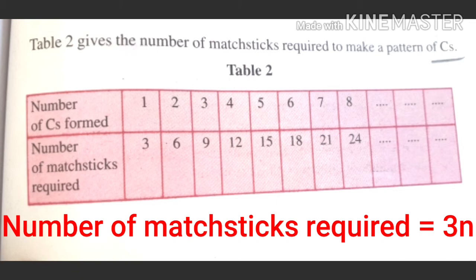So think of other alphabets that can be made from matchsticks. For example, U, V, triangle, square. Choose any 5 or 6 and write the rules by finding the matchsticks required.